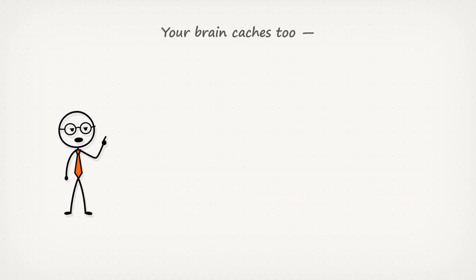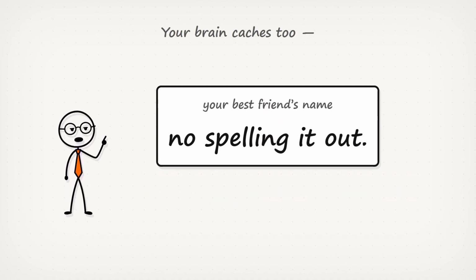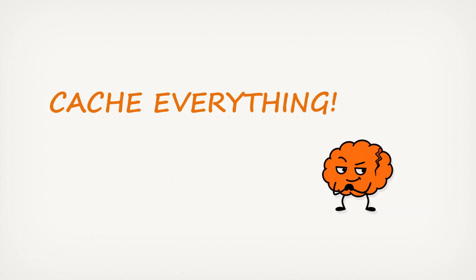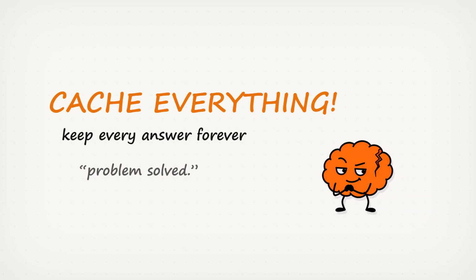Have you ever noticed? You don't sound out your best friend's name letter by letter. It's cached. Instant. Then cache everything. Keep every answer forever. Problem solved. You're welcome. That's the naive fix, and it fails 3 different ways.